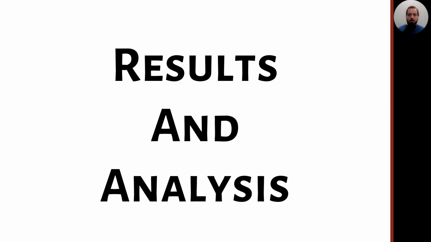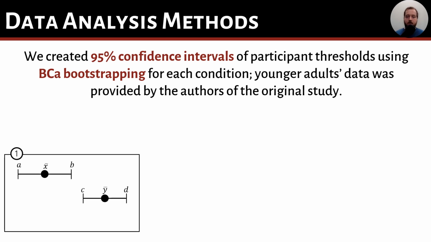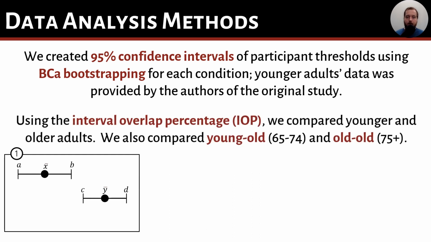Let's see what happened. We started the data analysis by creating bootstrapped 95% confidence intervals of threshold times for each condition and age group. To compare 2 confidence intervals, we calculated a metric used in interval analysis that we referred to as interval overlap percentage, or IOP. This quantifies how much, if at all, 2 intervals overlap.